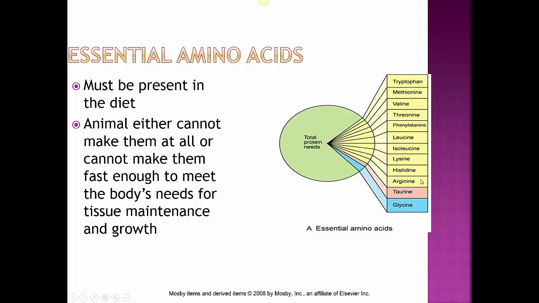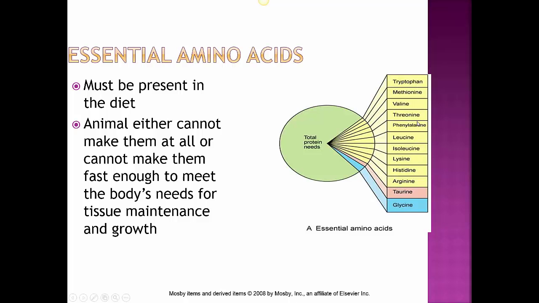So all of these have to be ingested by the animal. The liver is not actually able to make or change these amino acids into something else. So all of these right here have to be ingested by the animal. The other 12 amino acids, the body is able to break down, reconfigure in the liver, and make as it needs to. But these 10, for all species of avian and mammals, have to be ingested.